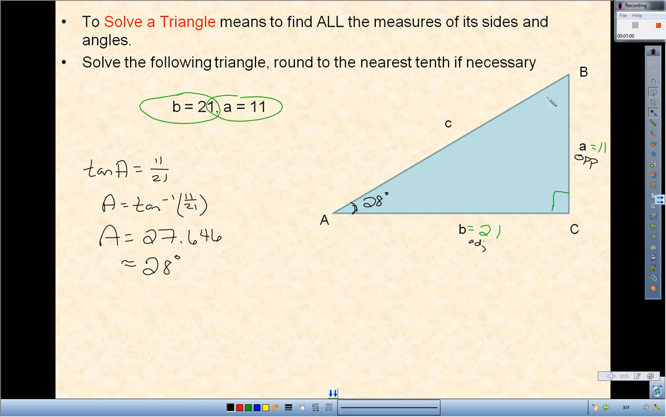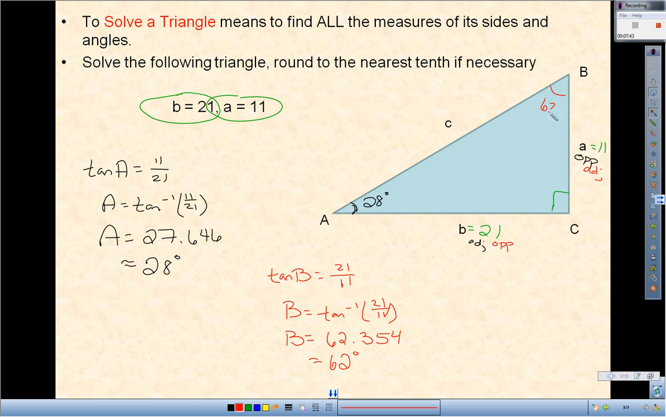All right, now it'd be very easy to find angle B. All I'd have to do is subtract the 28 from 90, but since we're studying inverse functions, I'm going to do just that. For angle B, tangent of angle B is going to be 21, because now that's opposite, over 11, because that's now adjacent. And so angle B would be tan inverse of 21 over 11. That would give me 62.354. And so I'm just going to leave that at 62 degrees.